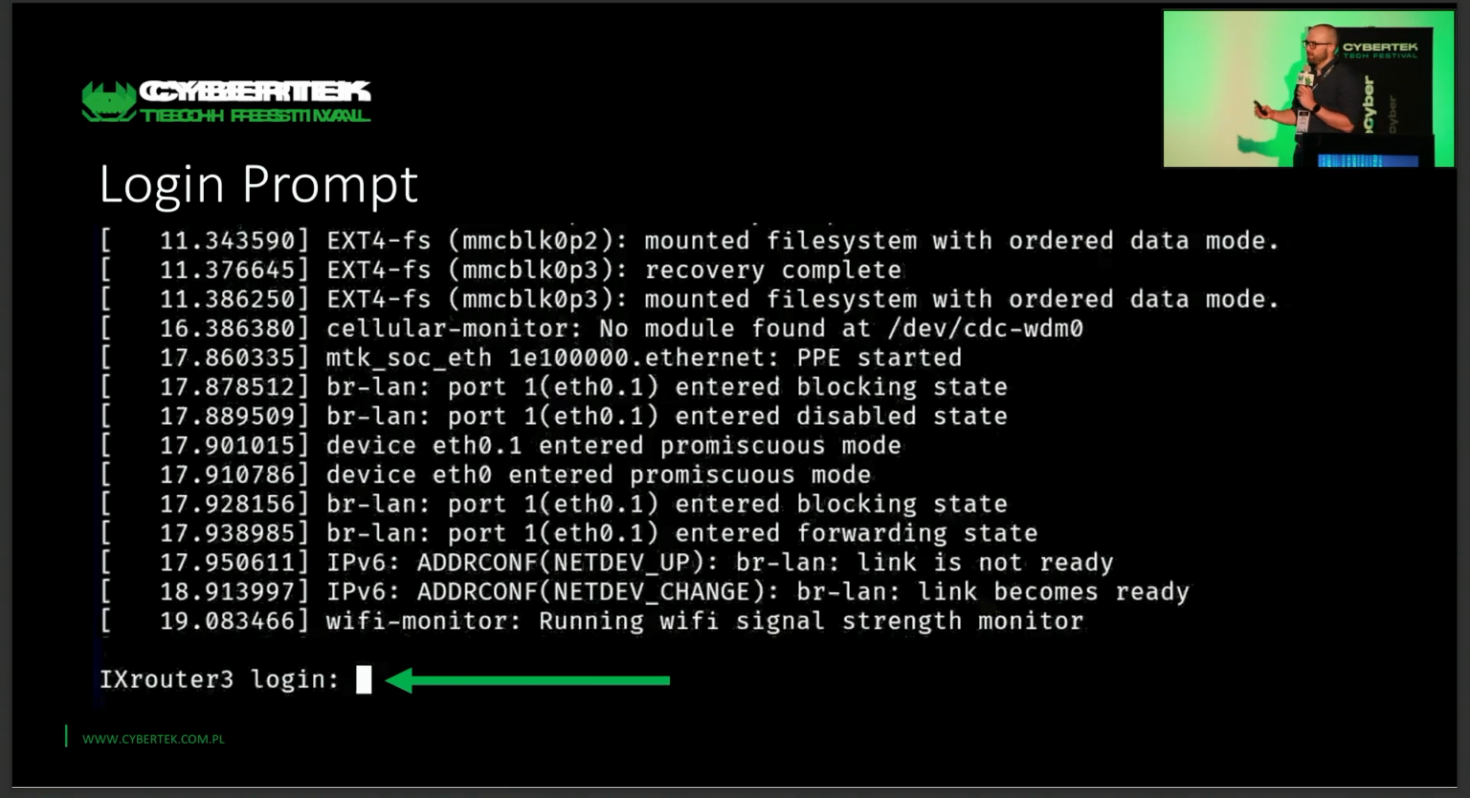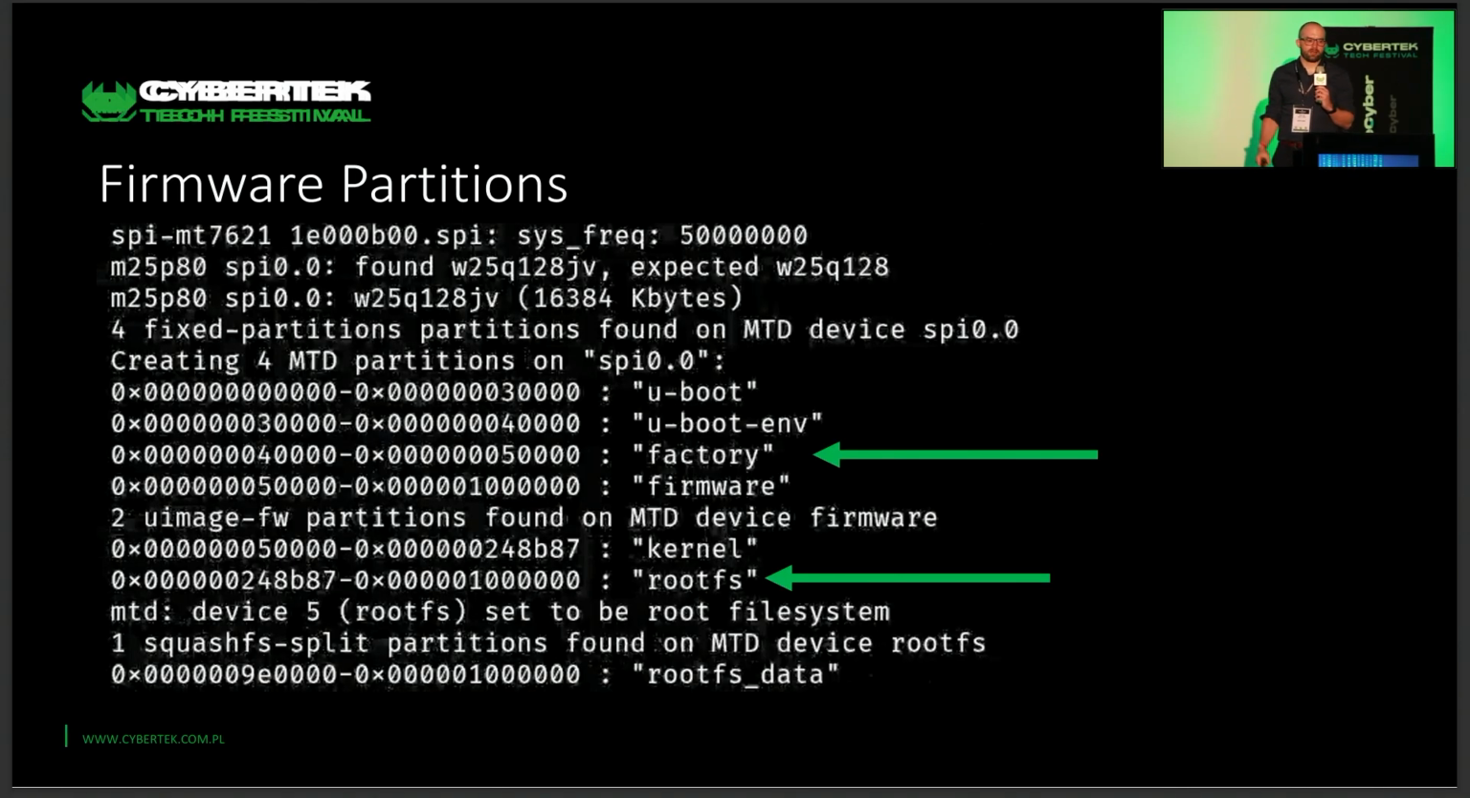And at the very end of the boot log, we are prompted for login, for which we don't know the credentials yet. If we scroll a bit further up, we see how the firmware is partitioned. It gets split into data for the bootloader, factory data, firmware data. Then the firmware data is split into 2 more partitions.